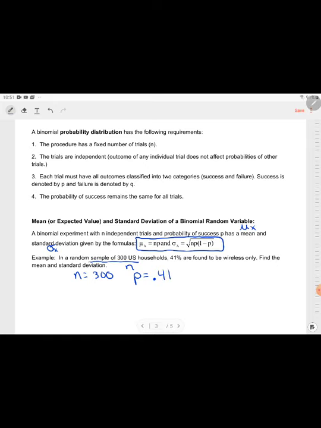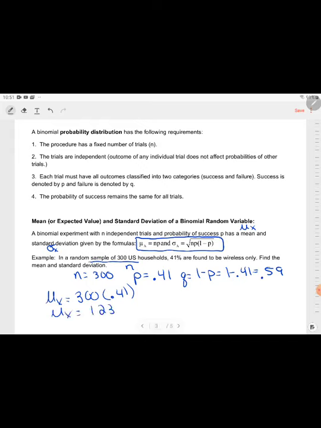Okay, find the mean and standard deviation. Now we could find q. Let's go ahead and find q. So that's 1 minus p, which is 1 minus 0.41, which should be 0.59. Okay, so your mu x is equal to n, 300, times 0.41. Using a calculator, we get 123.